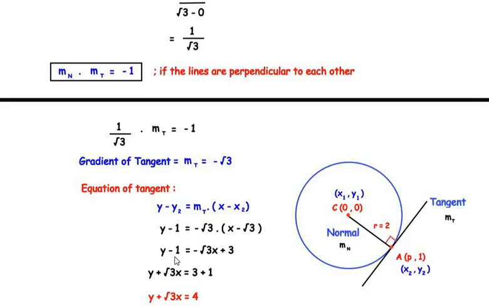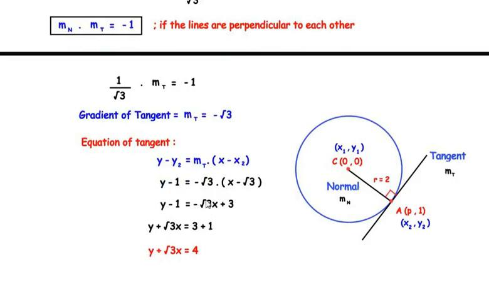Now let us expand the bracket on the right hand side. So we get y minus 1 is equal to negative square root of 3 times x gives us minus square root of 3 times x. Now minus square root of 3 times minus square root of 3. So minus of minus gives us plus, and root 3 times root 3 gives us 3. Now in the next step, we have taken this minus square root of 3x on the other side of the equal to sign, and at the same time we have taken this -1 on the right hand side. So we get y, now minus becomes plus square root of 3x is equal to 3. Now minus 1 becomes plus 1, giving us the equation of the tangent as y plus square root of 3 times x is equal to 4.